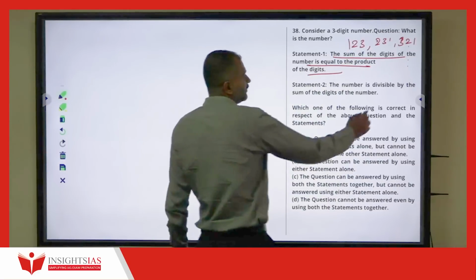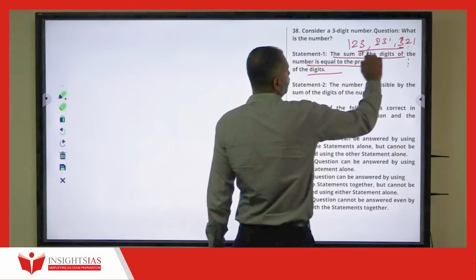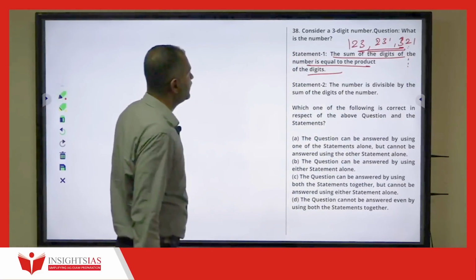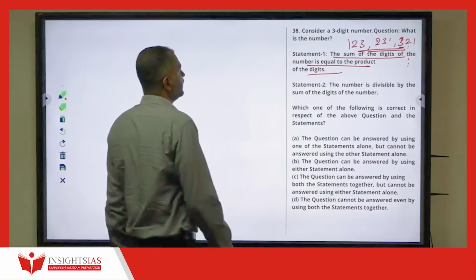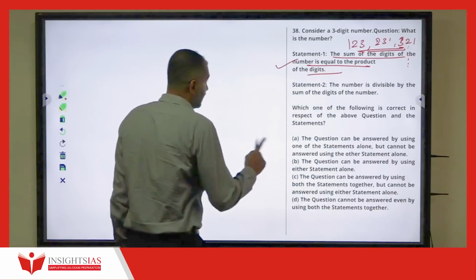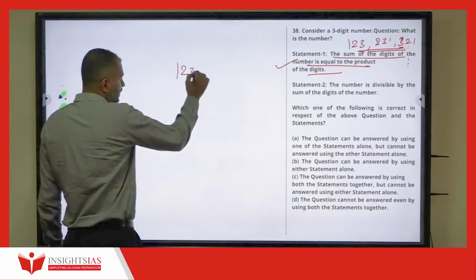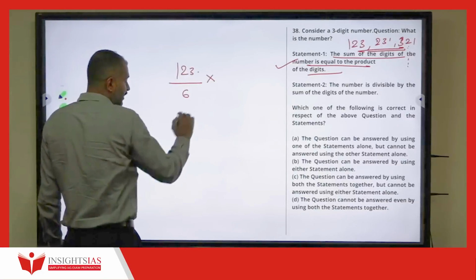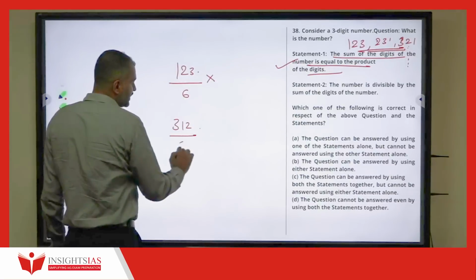Okay, these kind of numbers which are formed using the combination of 1, 2, 3. Now, the sum of the digits of the number is equal to the product of the digits. Then this number is divisible by the sum of the digits of the number. Now, 123, if you take, this is not divisible by 6. But if you take 312, this is divisible by 6.